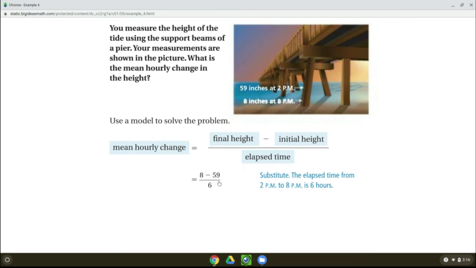Now, again, order of operations. This fraction bar acts as a grouping symbol, so we've got to take care of everything up on top. So this becomes 8 plus a negative 59, because we always keep change. And when we do that subtraction then, because the signs are different, we do 59 minus 8, and we get 51, and 59 wins the tug of war, so it's negative 51 over 6.